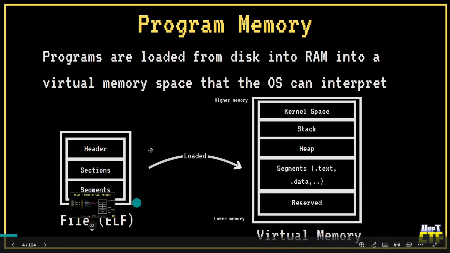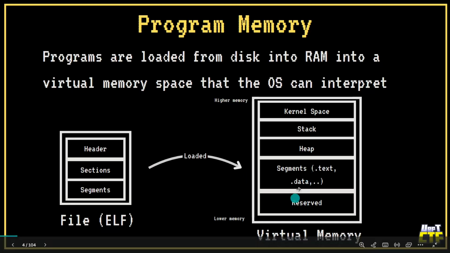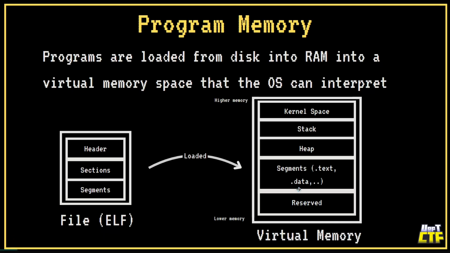So you have these headers and sections and segments in the ELF format, and these are specifically going to be mapped into memory. So when your program is loaded into memory, you gain a few extra sections. You gain the stack, you gain the heap, and you also gain segments for the initial code and then the initial data, and then some memory later on. So there's a little bit more segments as well.